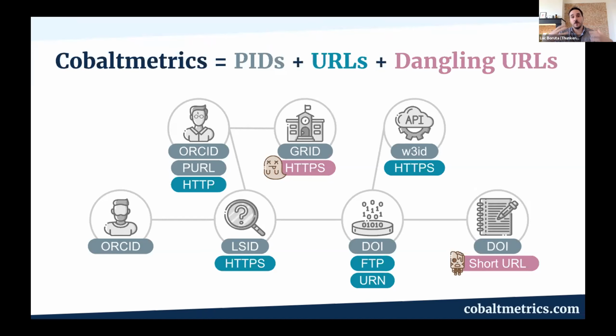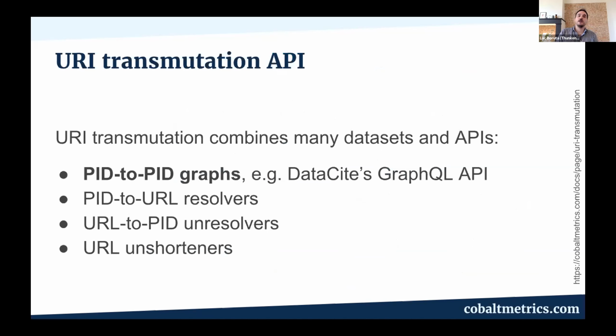So that's really the core of the integration between Cobaltmetrics and FREYA's PID graph, is that you have the PID graph. We don't remove anything, but we add an extra layer on top of it. And that general process of taking one identifier and giving you all the identifiers that identify the same entity, the same resource, that's what we call URI transmutation.